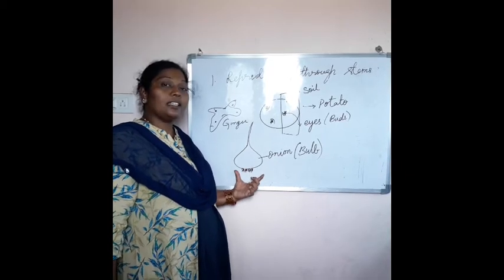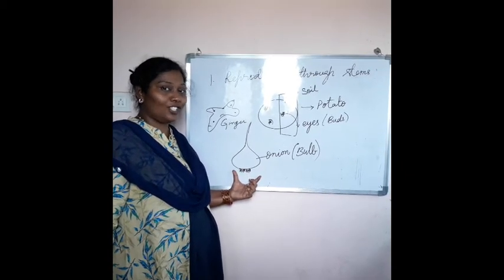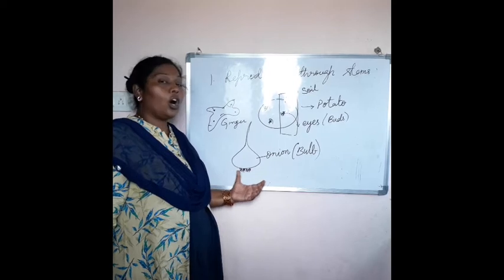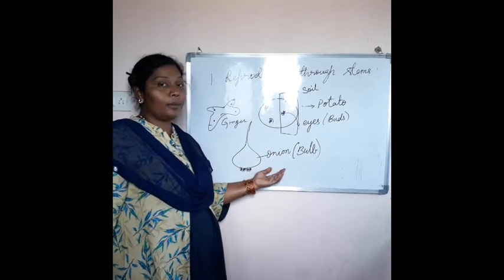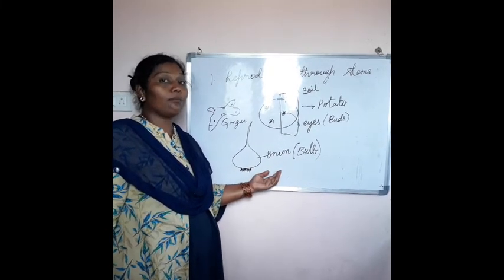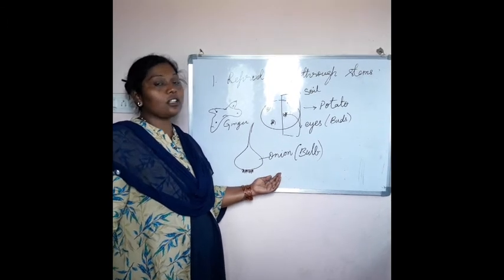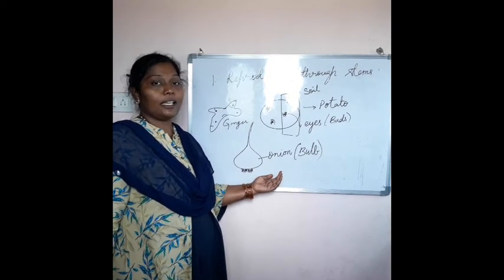Next, we'll see the onion. Have you seen this, children? Onion. Onion is a kind of bulby structure. It is also an example of a modified stem.